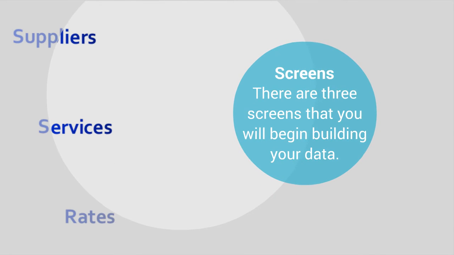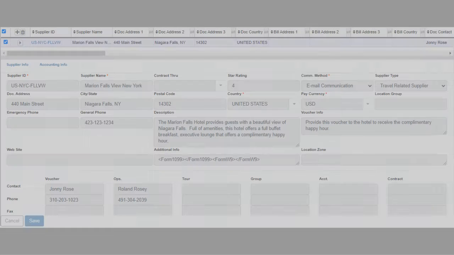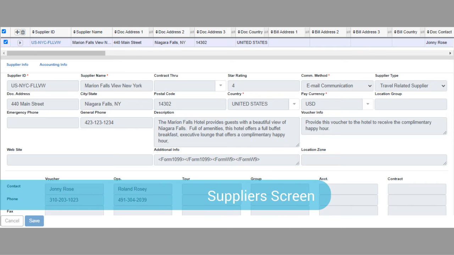In order to accomplish this building process, you will need to utilize 3 different screens that are available in product, which are the supplier screen, the services screen, and the rates screen. The supplier screen is going to be your jumping off point. This screen is where you will enter your vendor details such as hotel chains, transfer companies, sightseeing companies, and more.